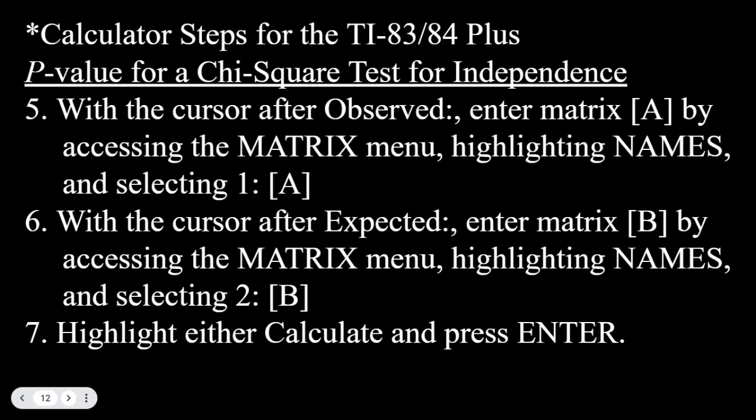So with the cursor after the observed, enter matrix A by accessing the matrix menu, highlighting the names and selecting number 1 for matrix A. Then with the cursor after the expected section, enter the matrix B by accessing the matrix menu, highlighting the names menu and selecting number 2, B. And then highlight either calculate or draw and press enter. I took that out and I forgot to fix it again. So highlight calculate or draw and then press enter.